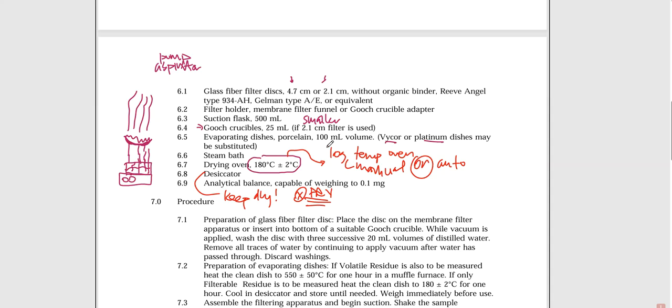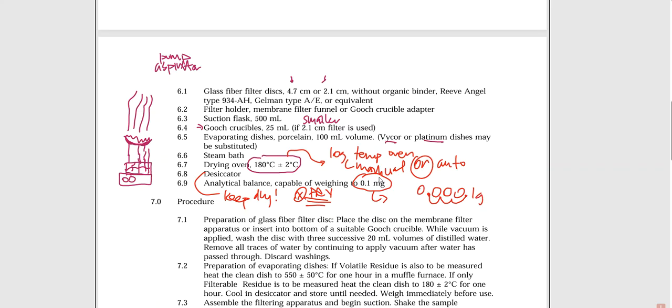And then finally, 6.9 says analytical balance. And it says capable of weighing 0.1 milligram. Whoa, gosh, what is that number? All right, so 0.1 milligram. Milli means 3. So if I go over 1, there's 1, and then 2, there's 2, and then 3 is where that decimal is going to go.